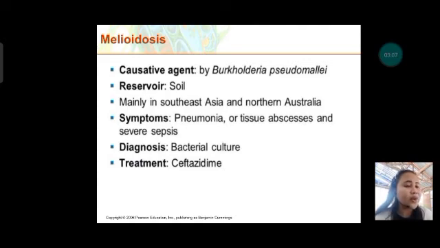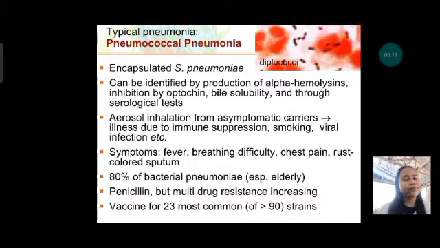It most frequently presents as pneumonia, but is also seen as tissue abscesses and severe sepsis. So the next disease is the typical pneumonia called pneumococcal pneumonia. This pneumococcal pneumonia is from the encapsulated Streptococcus pneumoniae and can be identified by production of alpha hemolysins, inhibition by optochin, bile solubility, and through serological tests.